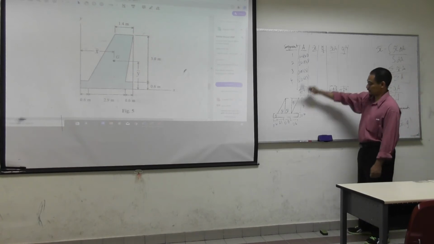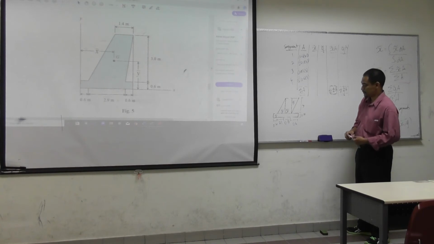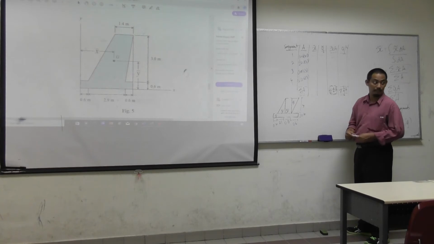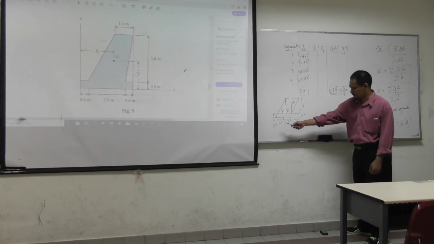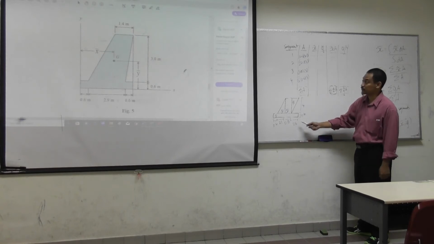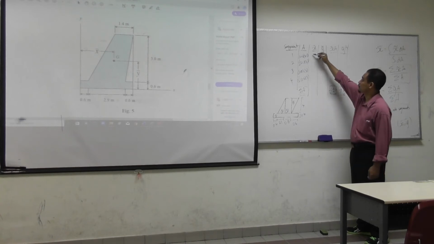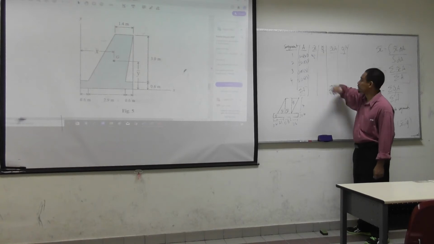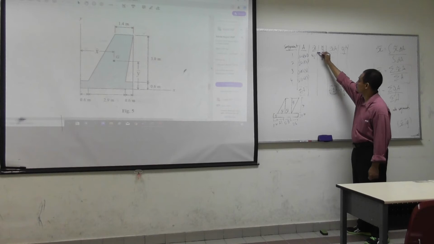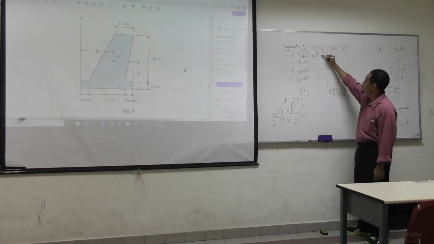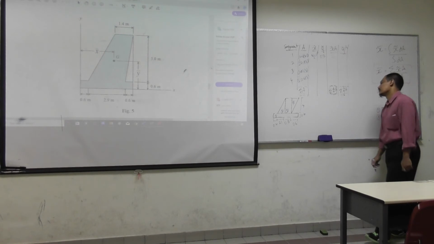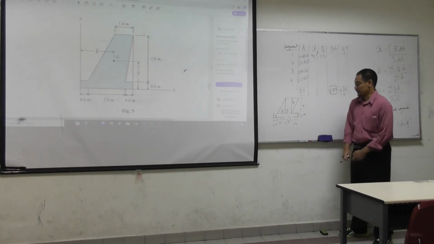For rectangle number 1, what is the x bar? What's the total? 4.1, so half of 4.1 is 2.05. What is the y bar? 0.3. For this triangle, what's the x bar?